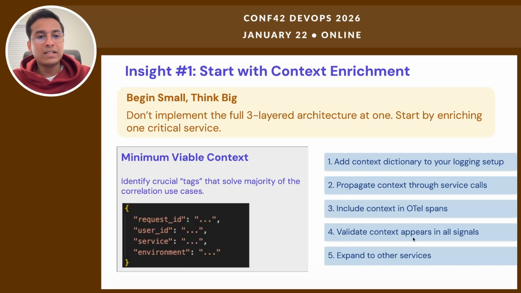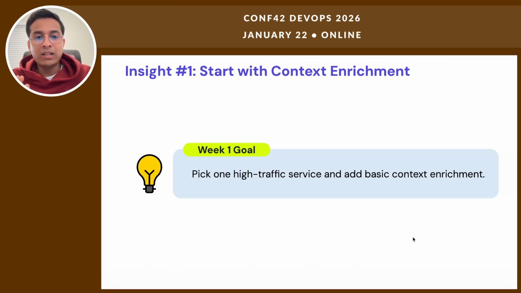So for the first insight, your week one goal is to pick one high traffic service and add basic context enrichment on that. You don't even have to add the analysis engine layer, the AI layer.